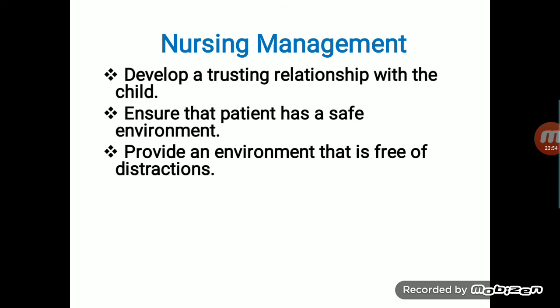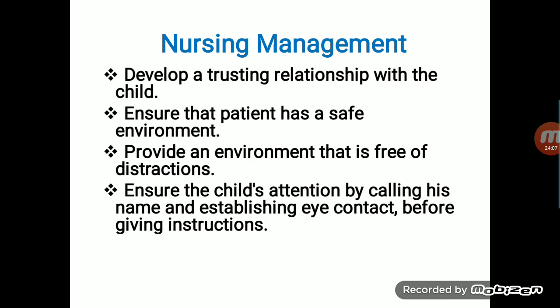Why? Because the child gets easily distracted, and they always lose their focus because of their short attention span. So we have to keep the environment clear and free of distraction, and ensure the child's attention by calling his name and establishing eye-to-eye contact before giving any instruction. So if you happen to give any instruction to the child, before giving it, you have to make sure that the child is listening to you and has eye contact with you, so that the child grabs all the information that you are giving.